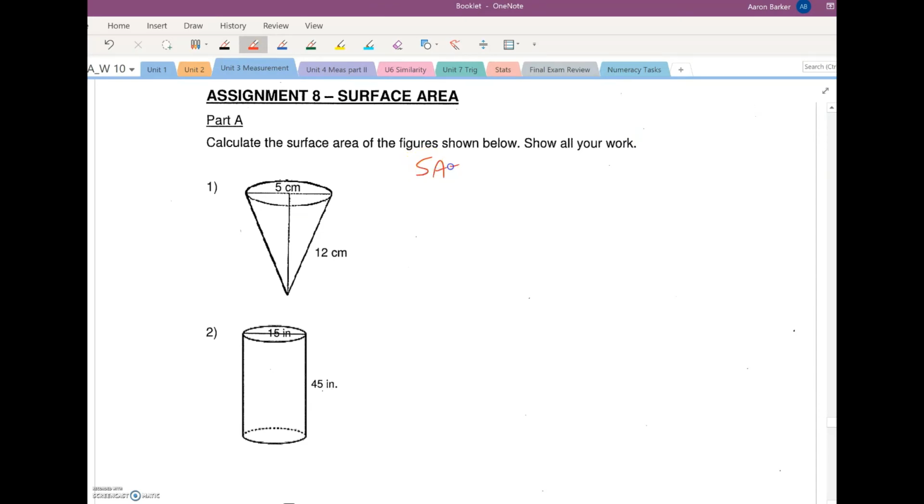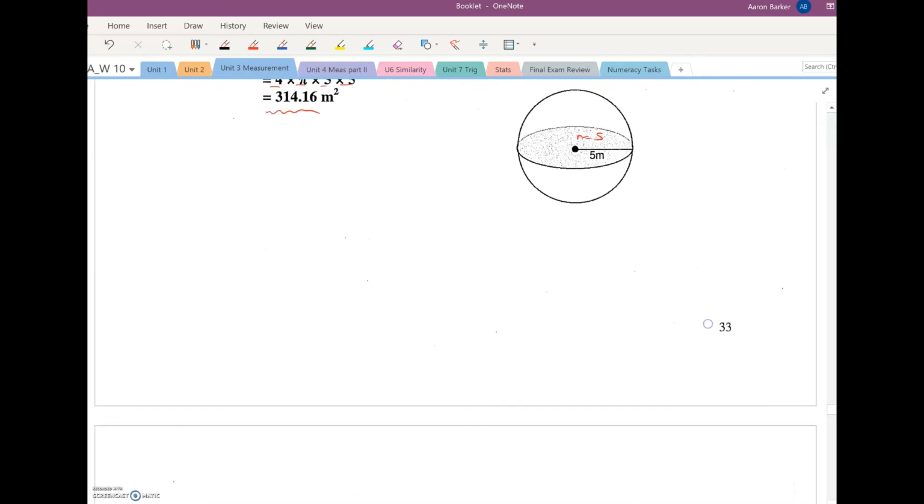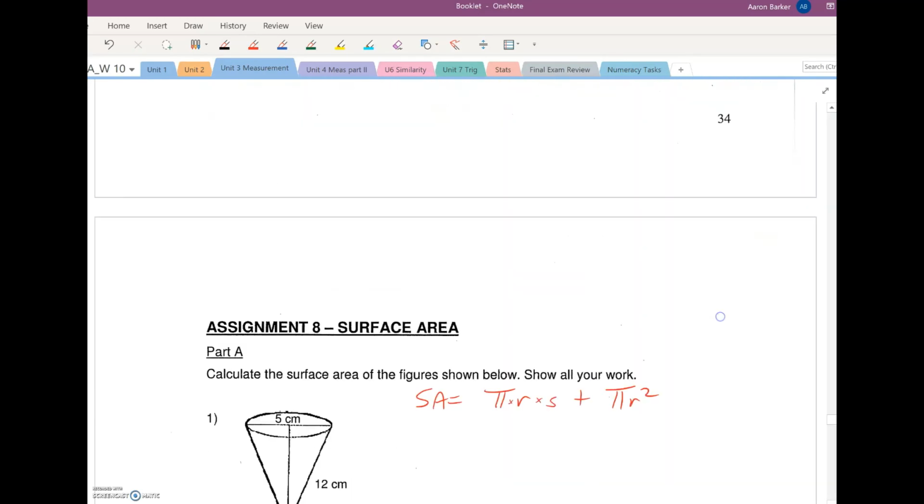Surface area of a cone equals pi times r times s plus pi r squared. Surface area of a cylinder equals 2 pi r squared plus 2 pi rh. Sphere, surface area equals 4 times pi r squared. Let me check on that one real quick. Yeah, 4 pi r squared.